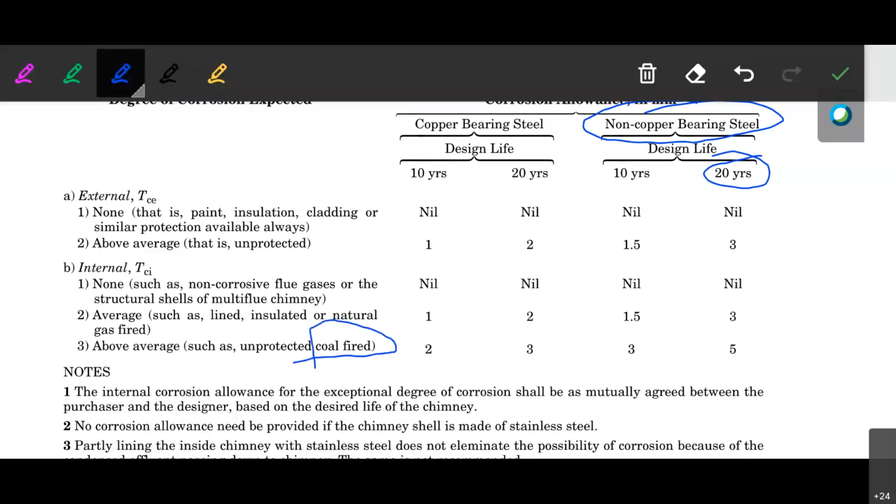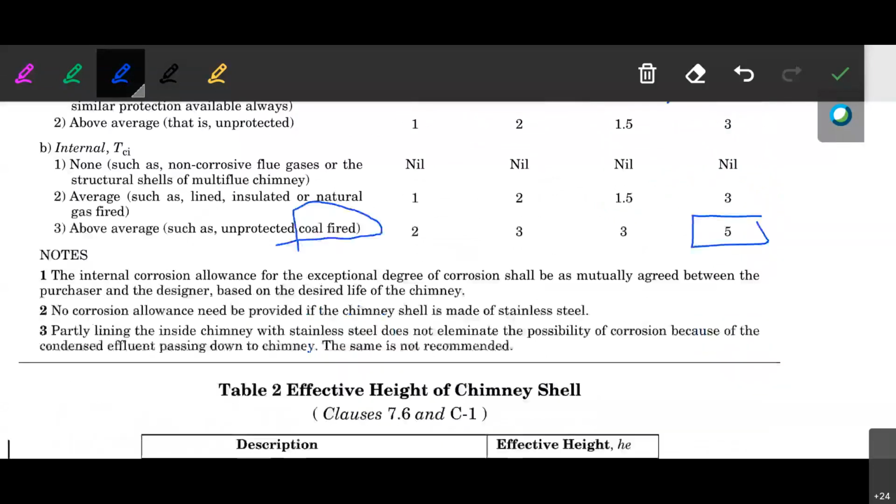Okay, therefore for the coal fire chimney, the non-copper type bearing steel and the 20 years lifespan, the allowance for the corrosion should be equal to 5 mm. Okay, the allowance for that particular chimney for the corrosion should be equal to 5 mm.